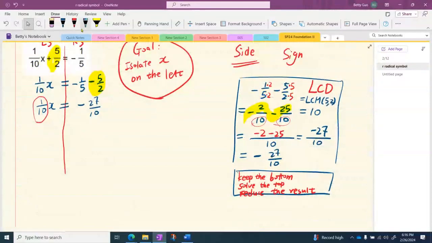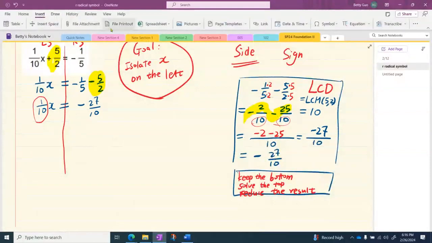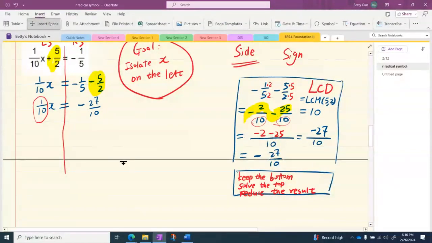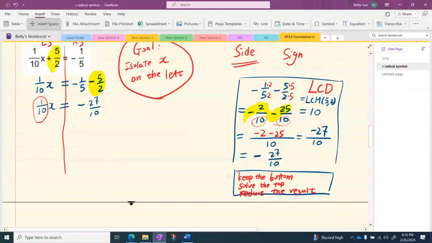How do we get rid of the 1 over 10? What's your thinking, like a thought?